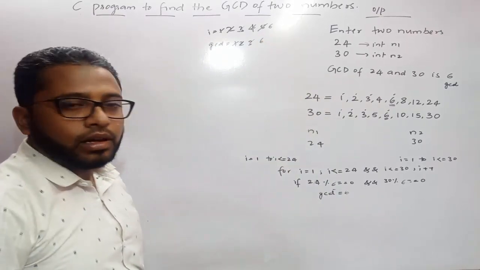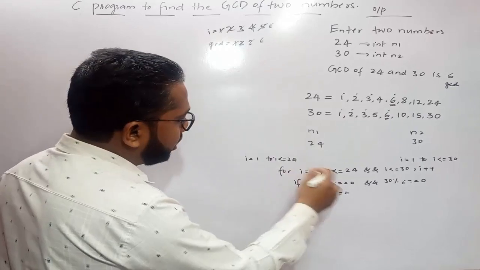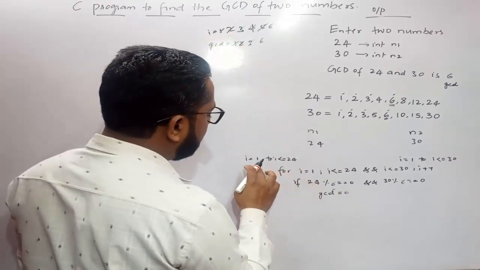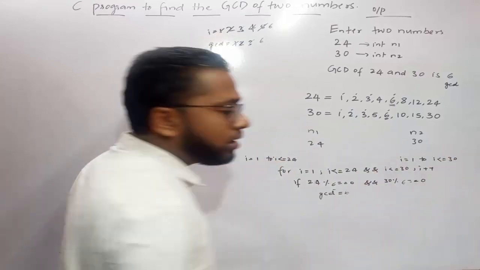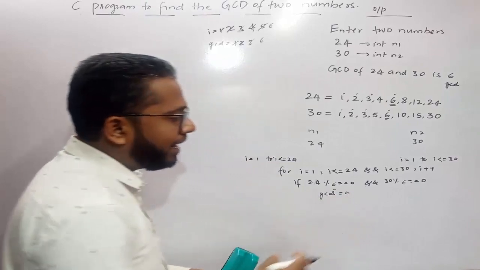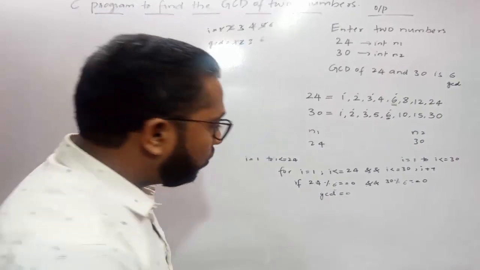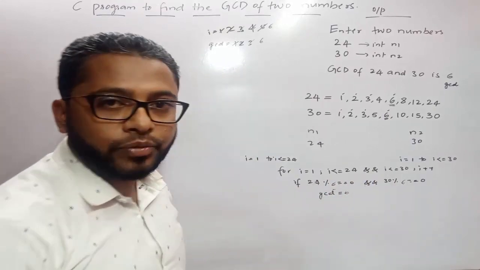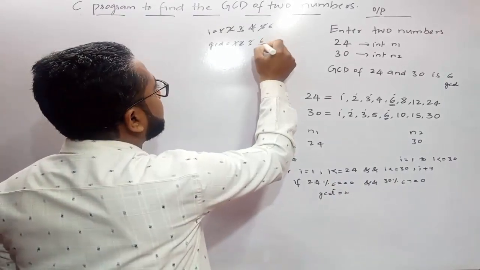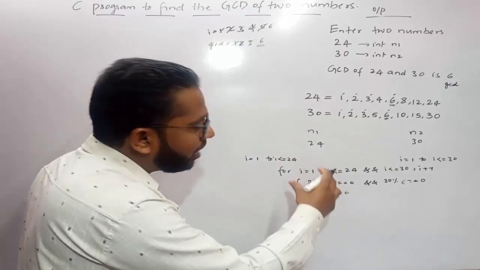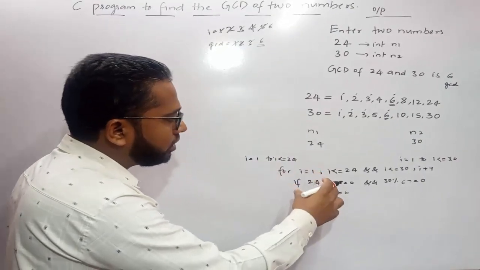Like this it will check with each and every value of I, from 1 to 24 and 1 to 30. After the value of 6, it will not find any other value which divides both of these numbers, 24 and 30. So that's why 6 will be the GCD. This is how this entire program works. So I will use this logic to write the C program.